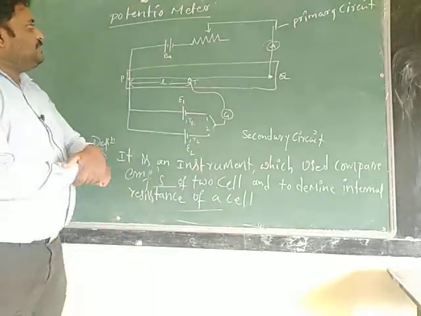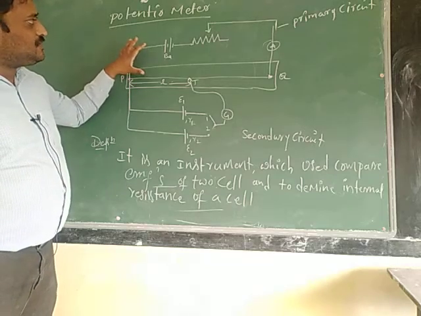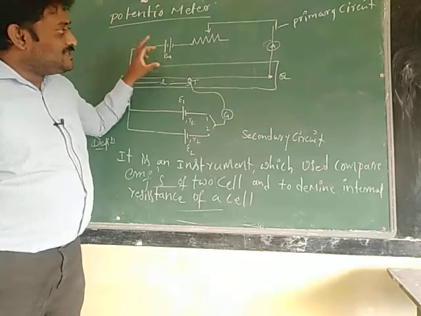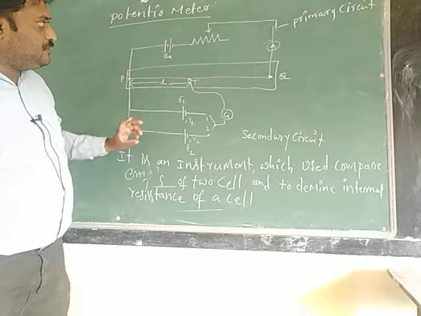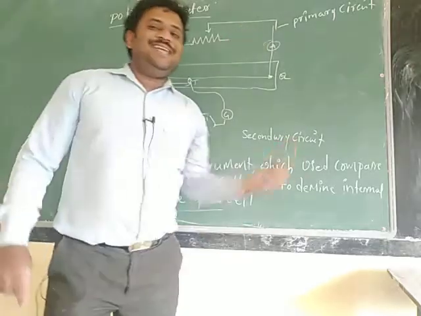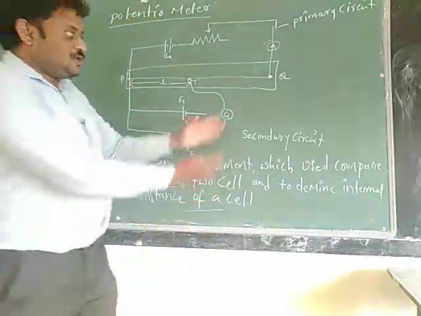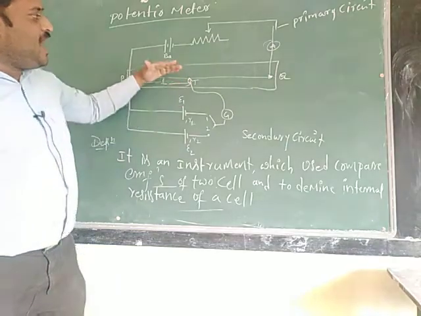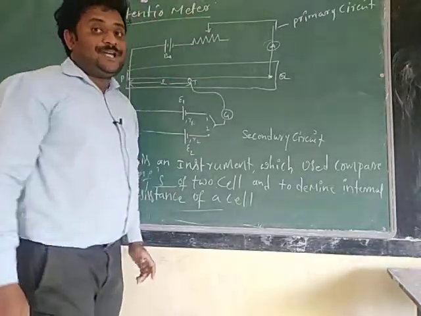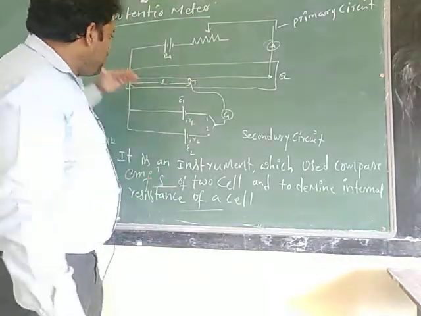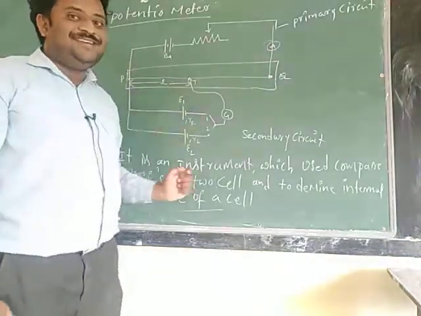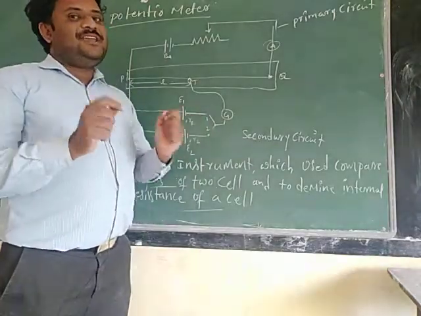So this is the construction we have done in the early class on a potentiometer. Now we'll see that the potentiometer consists of two circuits, namely the primary circuit and the secondary circuit. So this is what we call the secondary circuit. Above this, PQ is there, no? So above this circuit is the primary circuit, and below the PQ circuit, what is there here? It is what we call the secondary circuit.